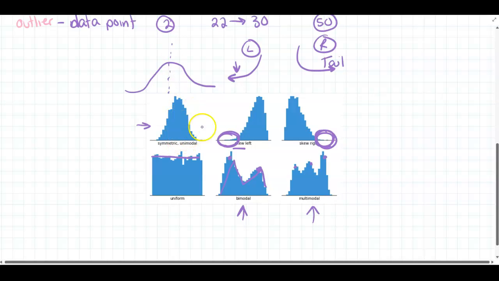Typically with one peak, it's going to be symmetric, skewed left or skewed right. Uniform, they're mostly all the same. Bimodal, bi means two, it has two. Multi means it has more than two. It can have 3, 4, 5, 6, depending on your data.